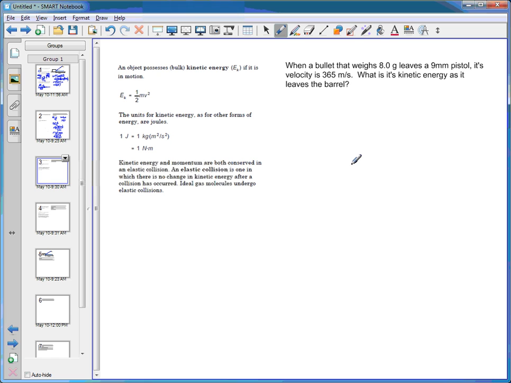The units for kinetic energy, as for other forms of energy, are joules. The joule is a kilogram times meter squared per second squared, or 1 Newton meter. If we look at this, mass is kilograms, velocity is meters per second, square that, you get meters squared per second squared, so kilograms, meters squared per second squared, Newton meters. Yeah, the units work out.